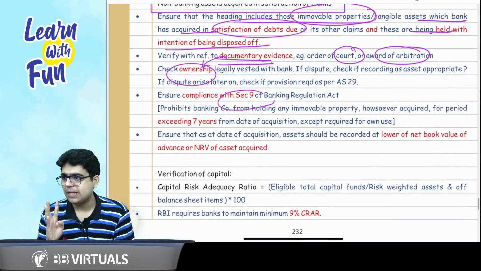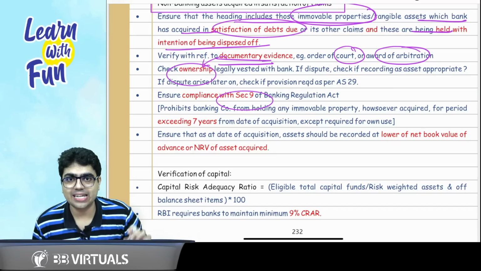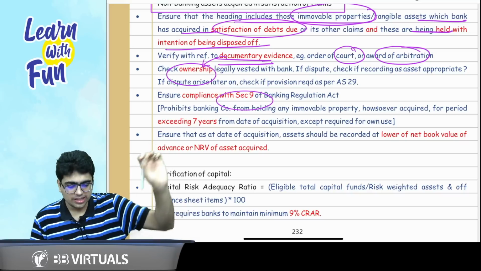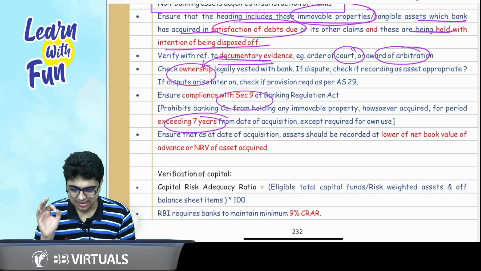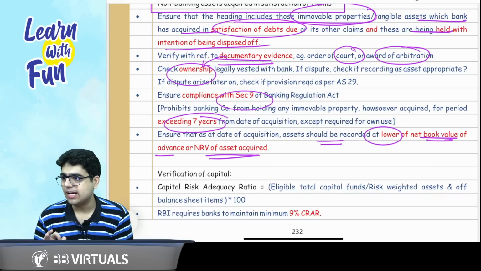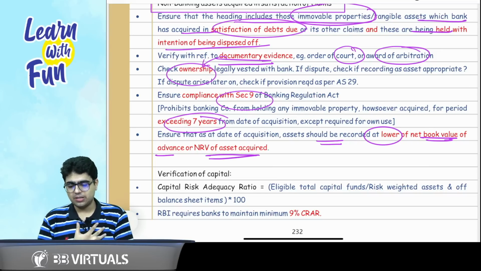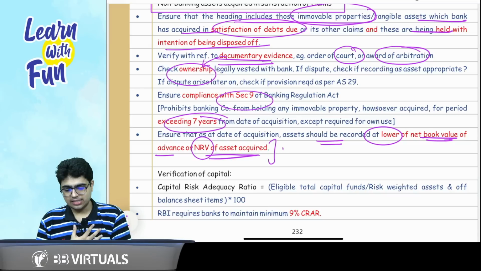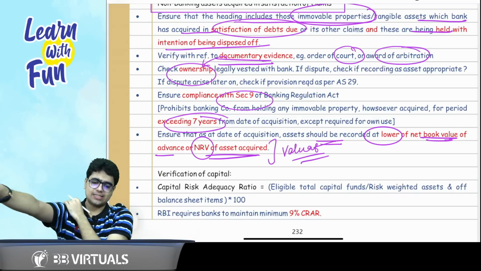Also, make sure you comply with section 9. Section 9 says, if you have acquired such property, sell or dispose of it within a period of 7 years. And the last point is, it should be valued at the lower of the net book value of the advance or the NRV of the asset. Net book value of the advance or net realizable value of the asset. This is the valuation of this property. Here the asset part gets completed.